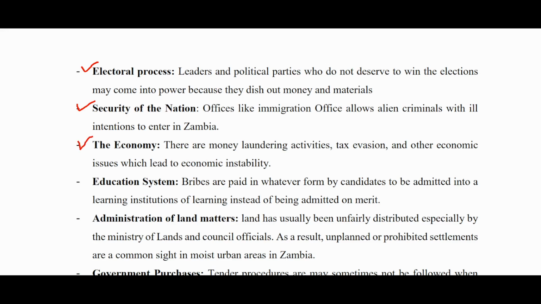Even the economy is also affected. There is money laundering, tax evasion, and other economic issues which lead to economic instability. The education system: bribes are paid in whatever form by candidates to be admitted into learning institutions like schools. They want their candidate to start learning there. What happens? They bribe them, even if there are no spaces. Administration of land matters: here there's a problem in Zambia. We know that people are given land even when they are not supposed to have land. That's because they have bribed them.